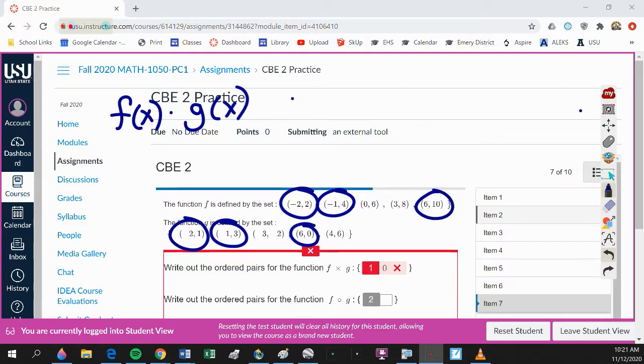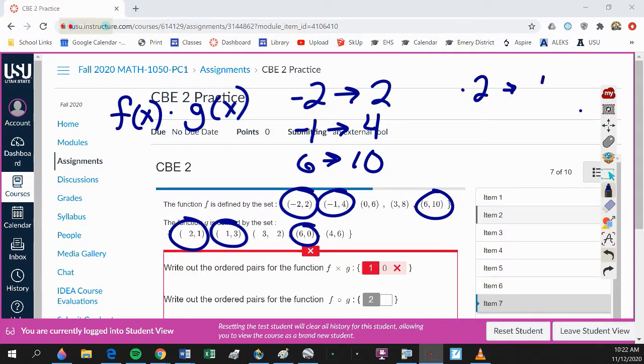So f takes -2 to 2, -1 to 4, and 6 to 10. And g takes those same numbers, -2 to 1, -1 to 4, and 6 to 0. And it's saying f of x is really the y value. Oh, did I mess up?